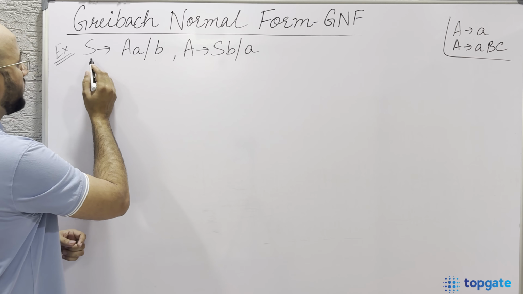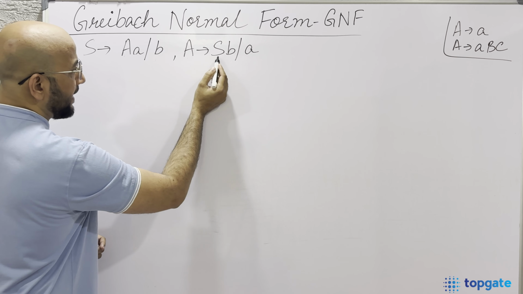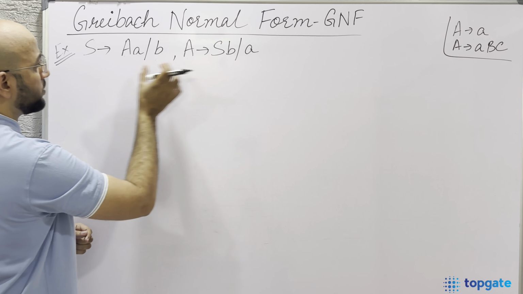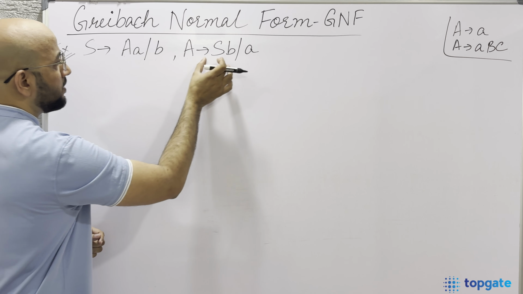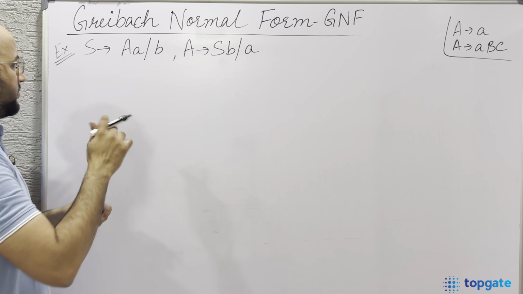If you can observe in this one, in S we have this A variable, and in this A we have this S variable. So I have two options. Either I can put both of these values here onto this A, or I can put both of these values here onto this S. Okay. Now, how will it help us? Let's see how we do this one.